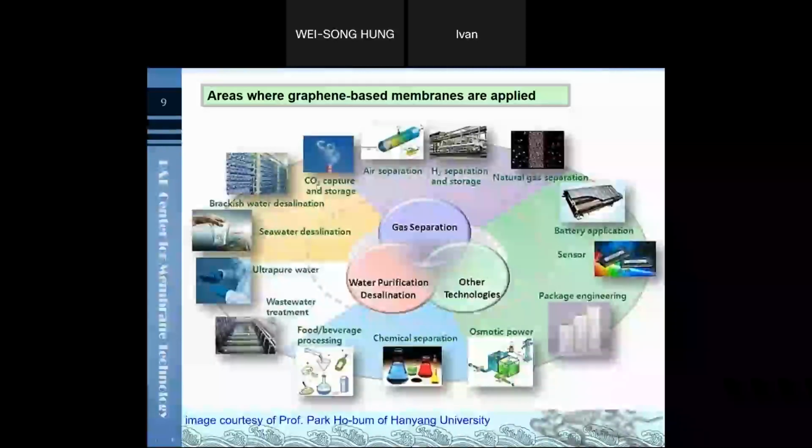These slides show the graphene-based membrane has many applications. They are waste solvent recovering and wastewater treatment, carbon dioxide capture, power generation, package engineering, and other applications. So it points out the graphene oxide membrane is widely used in many fields.